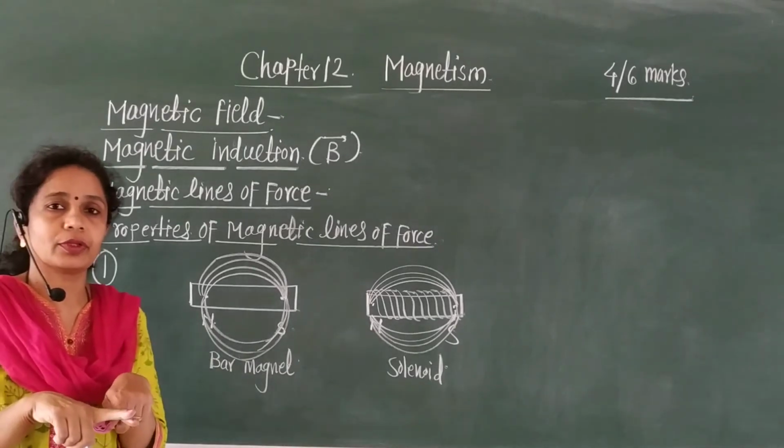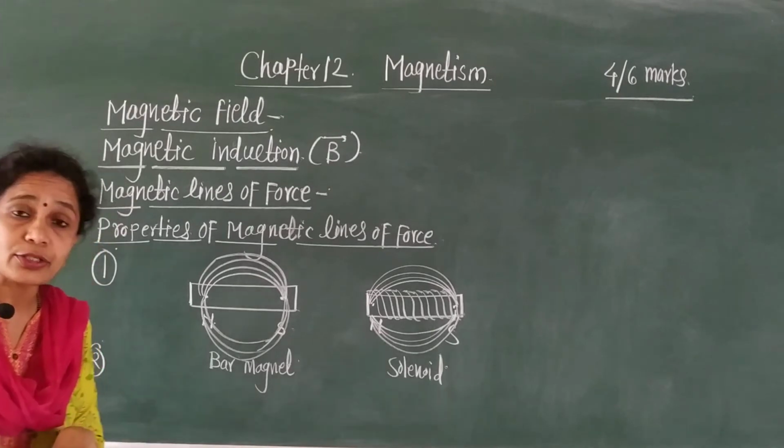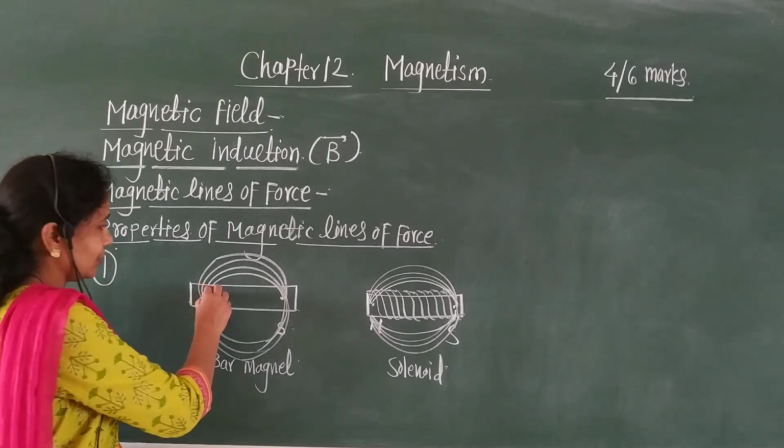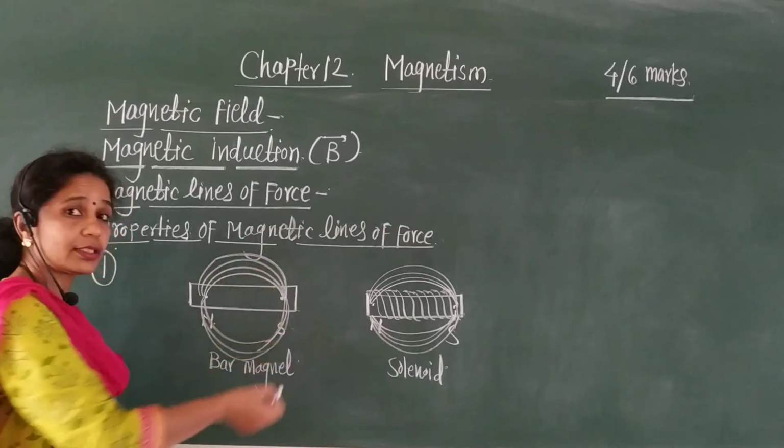No two magnetic lines of force intersect with each other. Say this. This is the first one, this is second one, this is third one.